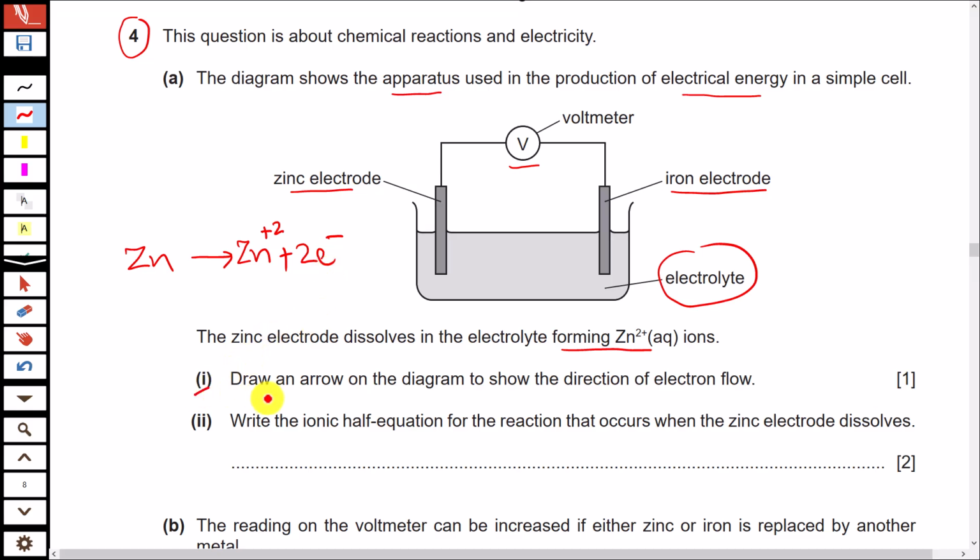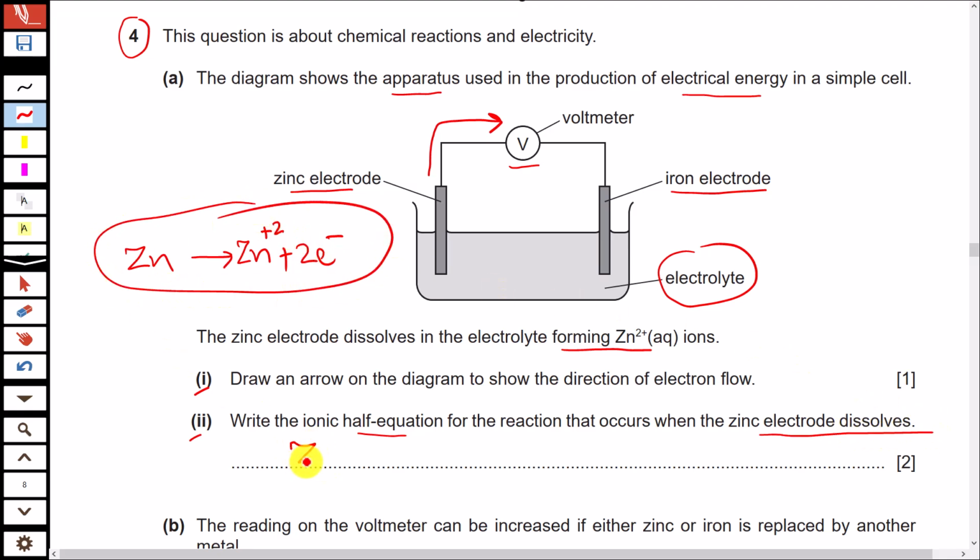Now what is the question? Draw an arrow on the diagram to show the direction of electron flow. The electrons will flow from zinc towards iron. So this is an arrow indicating the flow of electrons. Then write the ionic half equation for the reaction that occurs when the zinc electrode dissolves. This is the ionic half equation. I am writing it again: zinc metal is dissolved, it produces zinc ions and 2 electrons. Now you can say that this is aqueous and it was solid.